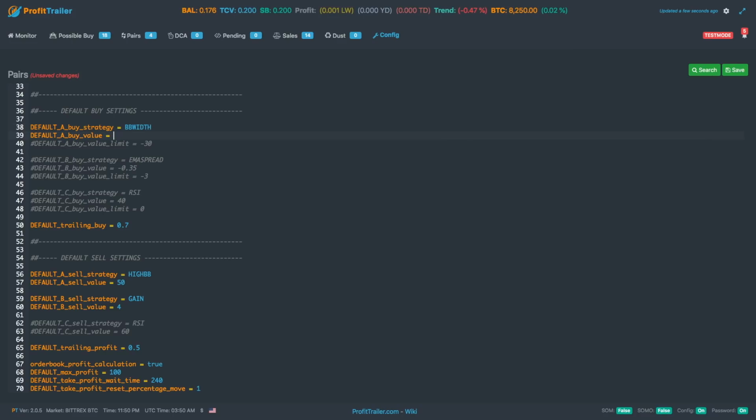Buy value is not going to be that high. Say I wanted to buy at the squeeze. So I go 0.01 or something like that. Or, yeah, we'll just stick with 0.01 for now. That is a pretty low, very low measurement. Even 0.1. 0.1 would probably be a little better for a lot of them.